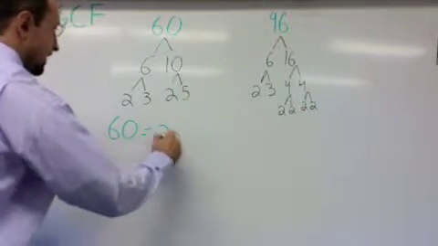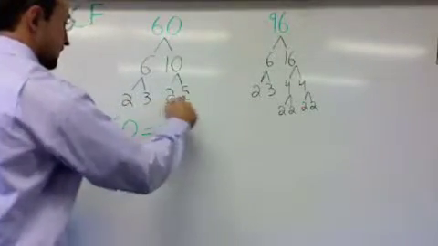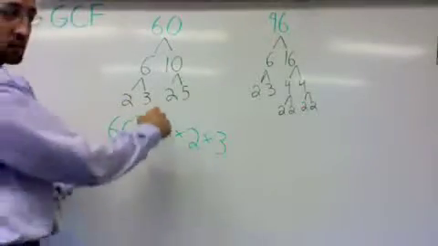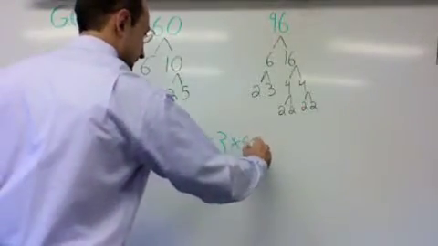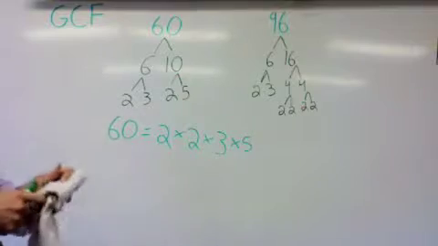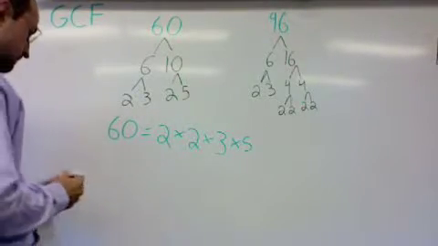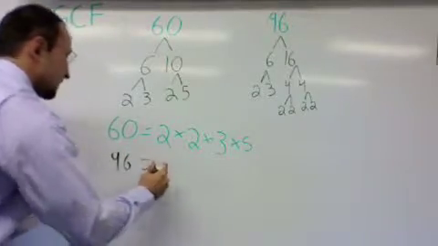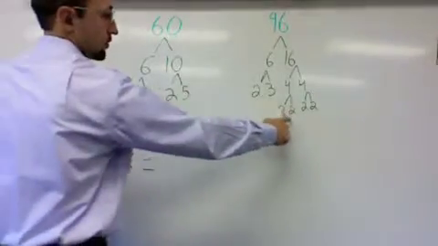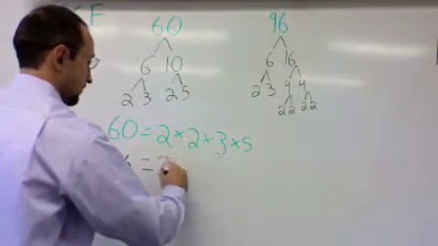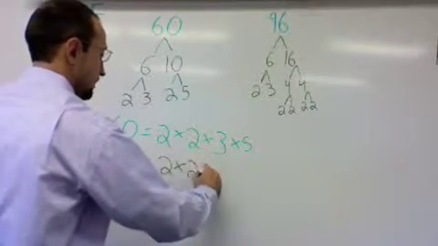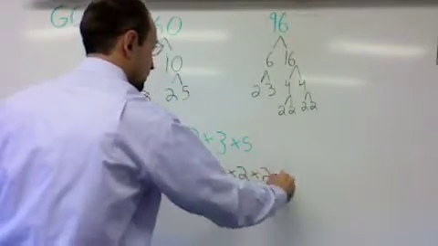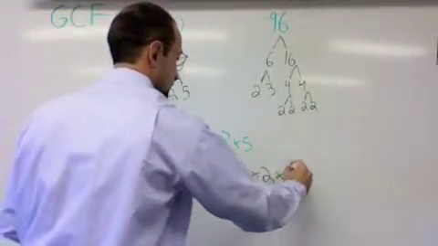So for 60 I have 2 times 2 times 3 times 5. For the number 96, I have 1, 2, 3, 4, 5 2's. So I'm going to have to list this out 5 times. 2 times 2 times 2 times 2 times 2, and there's 1 3, so times 3.